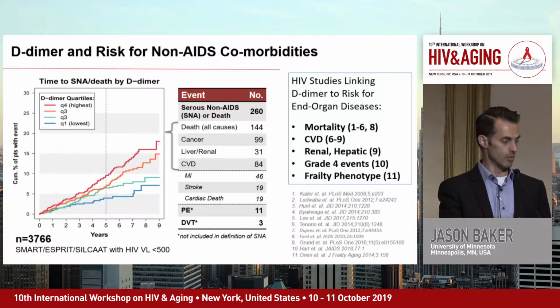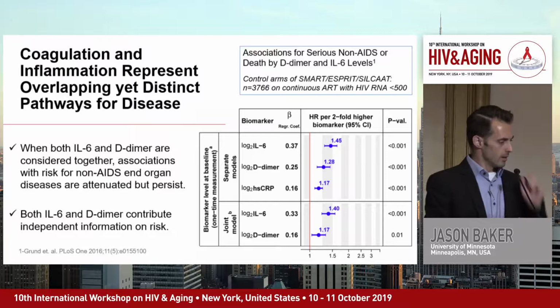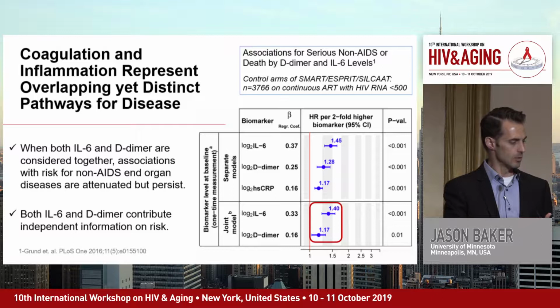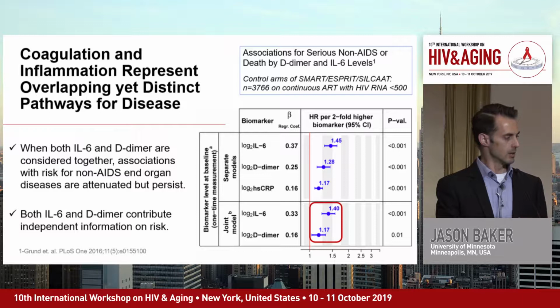So one other point before we delve into this a little bit is just that the coagulation pathway is probably important independent of inflammation. And so these are, in that same cohort, IL-6 and D-dimer relationships with serious non-AIDS or death. And in the top part are the hazard ratios for the individual markers. So higher levels and higher risk of these endpoints. And then in the joint model below, you see an attenuation, but still, D-dimer is independently associated with these events, even after considering the effects of IL-6. So again, coagulation represents maybe an overlapping but still distinct pathway for disease than inflammation and worthy of its own interrogation.